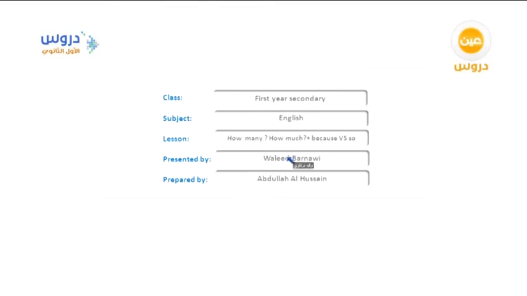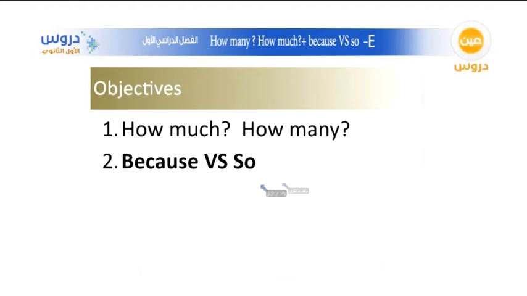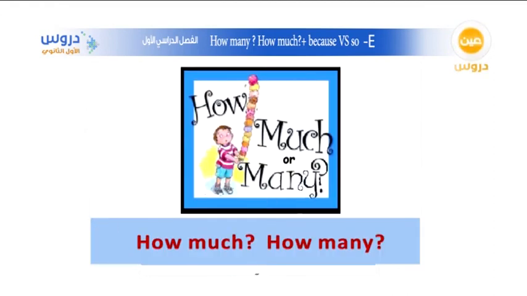Our today's lesson is how many, how much, and because versus so. The objectives of this lesson are: 1. How much, how many, and how we can use these two forms as we go further. Alright, so we're going to start with how much, how many.